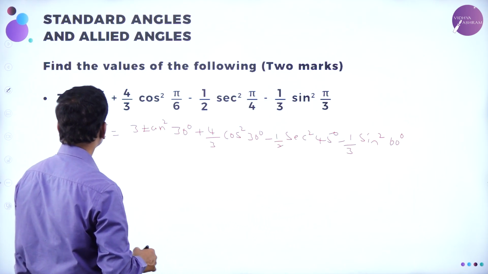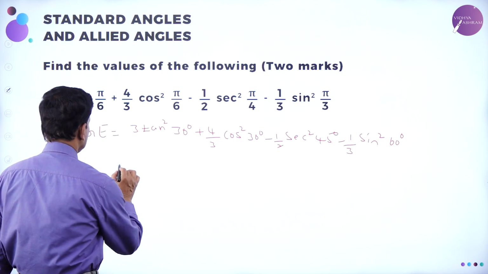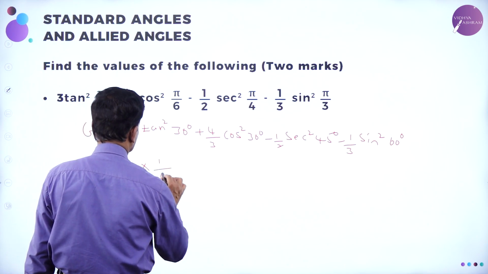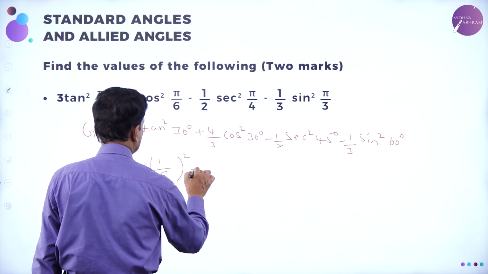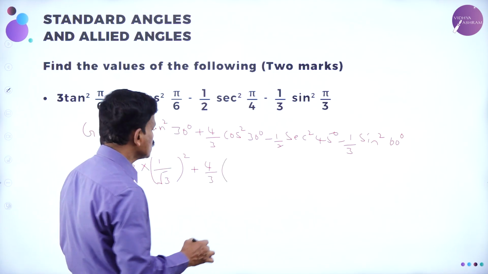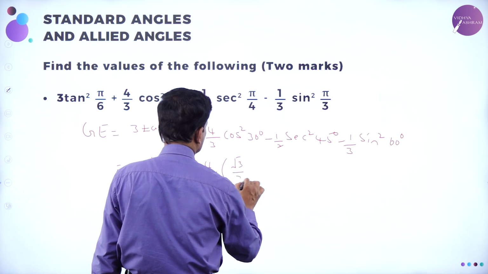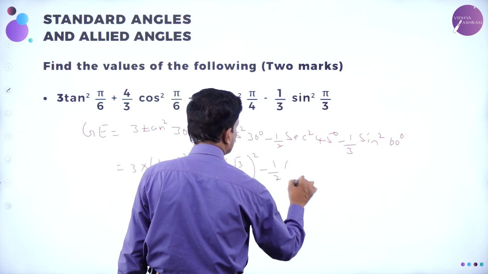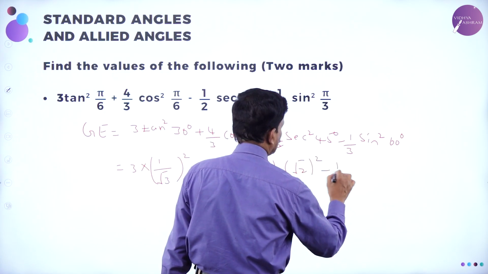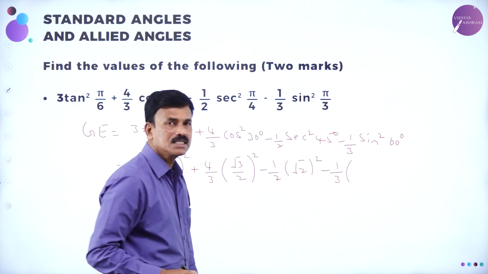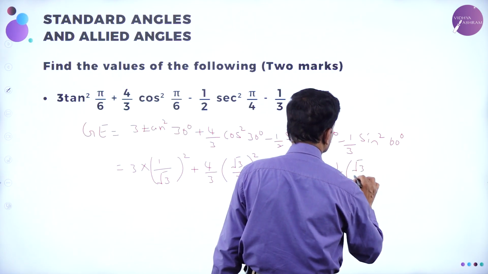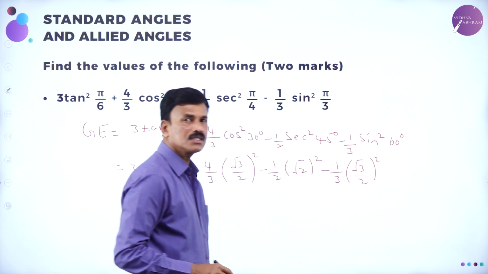Right. So, this is equal to 3 into, what is tan 30? 1 by root 3. Tan 30 is 1 by root 3 whole square, plus 4 by 3 into, what is cos 30? Cos 30 is root 3 by 2 whole square, minus 1 by 2 into, what is secant 45? Root 2, minus 1 by 3 into sin 60. Sin 60 is equal to root 3 by 2 whole the square. That's it. Now, simplify this.